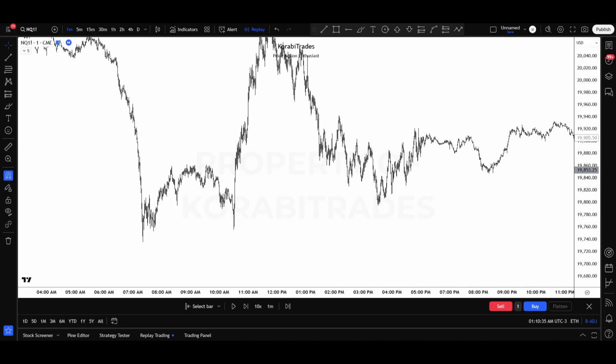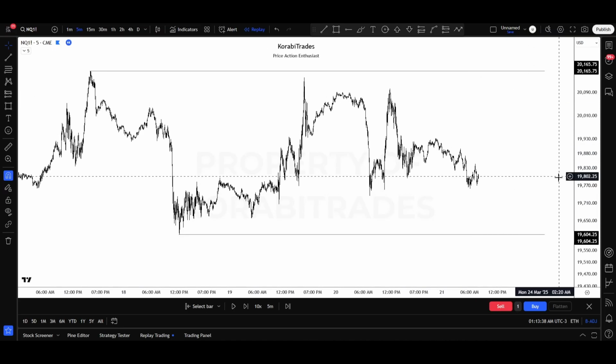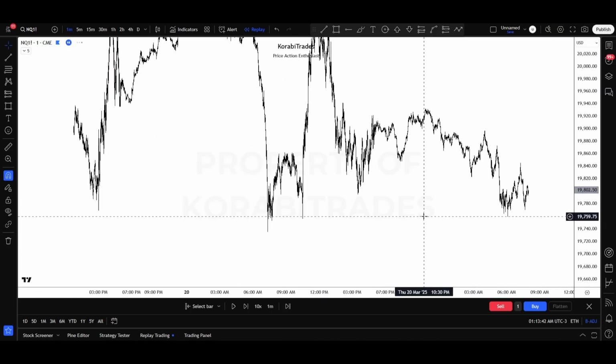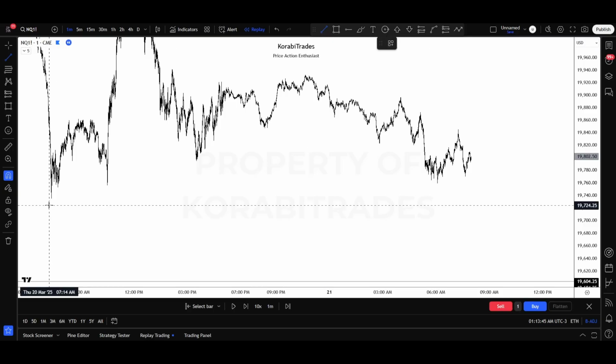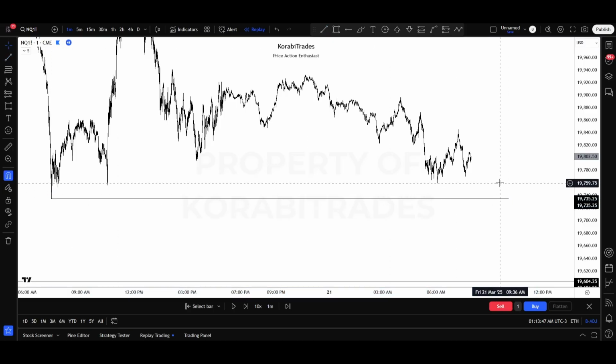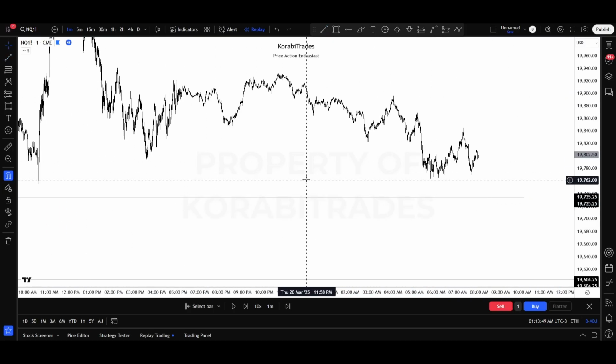So let me show you guys a quick example of that. As we see, we have two external objectives here for our example. Now let's go to the 1 minute. So this is where I find my internal objectives, which is super important. Now internal and external liquidity is definitely based on your time frame. It's relative to your time frame.